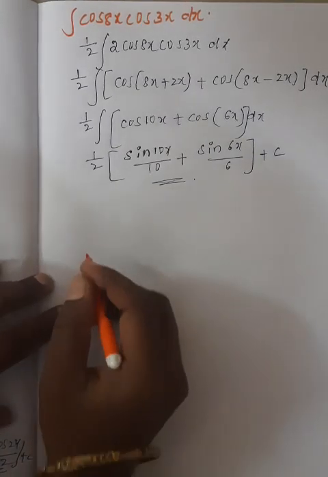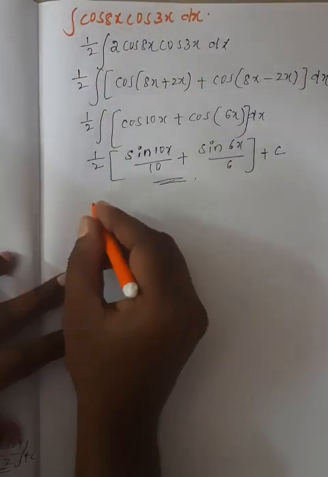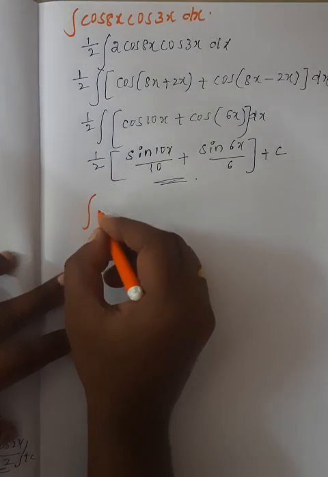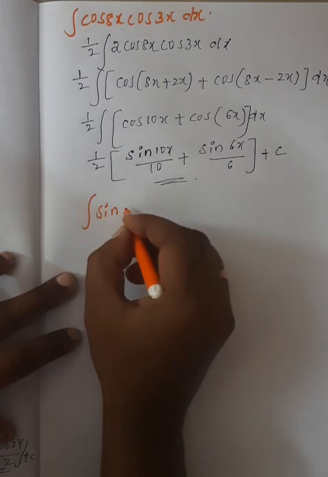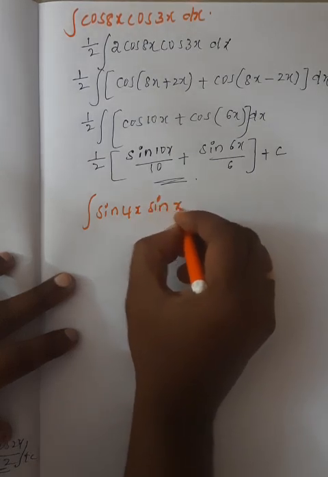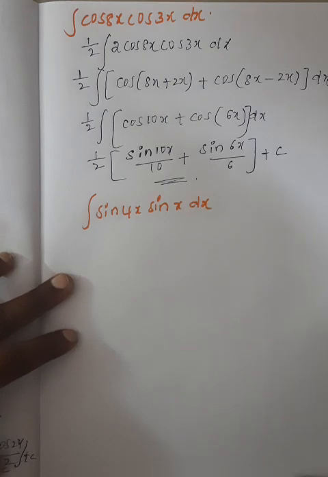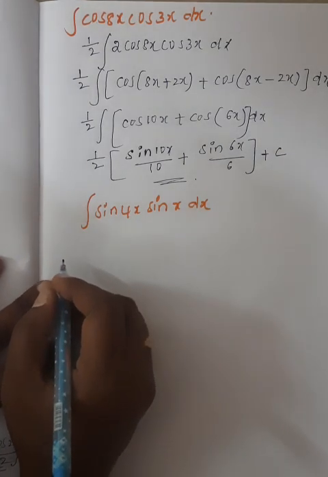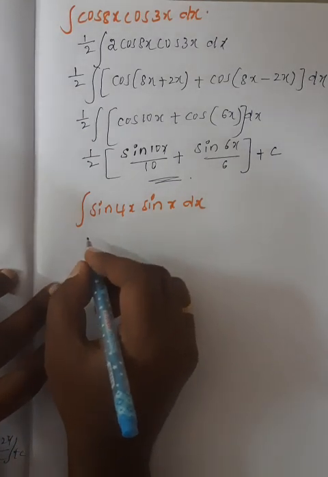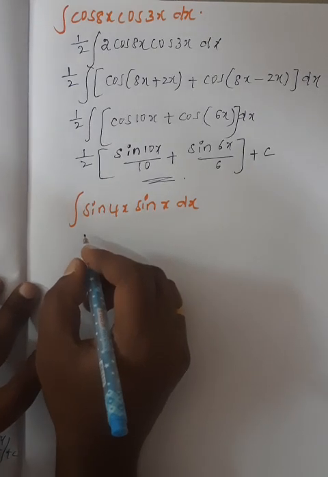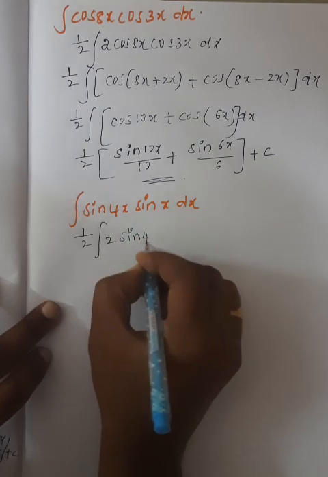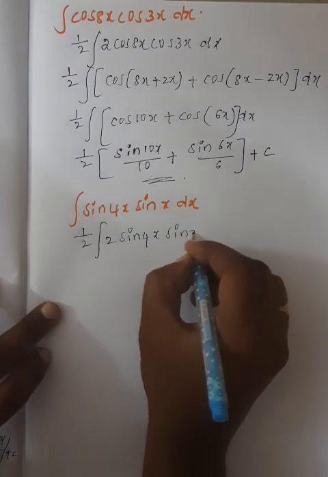Now let us see our last question, which is on the fourth formula, integration of sin A sin B. So integration of sin 4x sin x dx, which is of the form sin A into sin B. Here also we have to multiply and divide with 2. Multiply and divide with 2: 2 sin 4x into sin x dx.